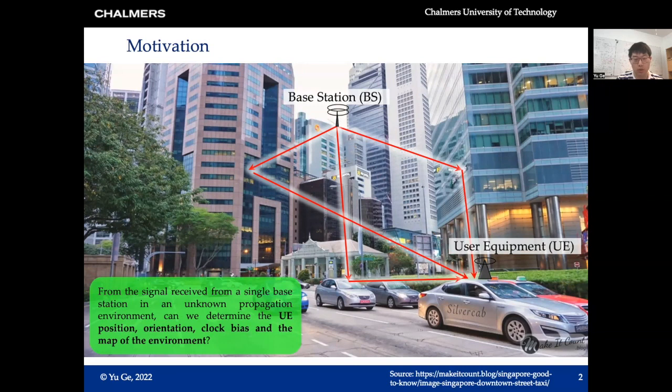And the question we want to answer is the following. Suppose one base station can send signals to the user. Can the user determine its position and synchronize with the base station, and perhaps find additional information like its orientation? And can we also provide radar-like maps of the environment? So we want to solve this downlink mapping and positioning problem with 5G technologies.